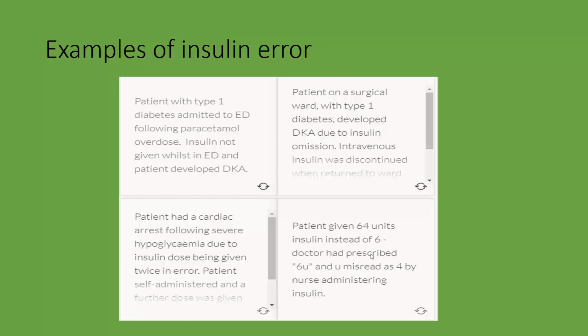And then a patient had a cardiac arrest following severe hypoglycemia due to the insulin dose being given twice. It happens a lot because the patients bring their own insulin. They normally inject their own insulin. So the patient injected his own insulin, and then the nurse also gave the insulin, so a double dose.